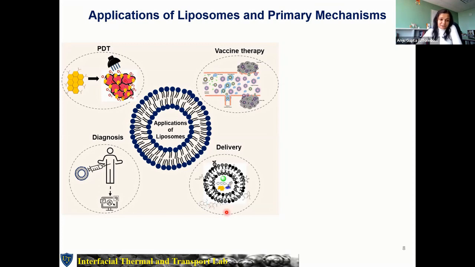The advantage of using liposome is it has an aqueous core. And so you can encapsulate this with hydrophilic drugs or DNA, mRNA, or quantum dots. It also has a hydrophobic region, so you can encapsulate hydrophobic drugs which have ring structures that are more lipophilic in nature. And once you create these cargos, you can use them for diagnosis of diseases. You can use them for vaccine therapy, and you can also use them to kill cells in photodynamic therapy.